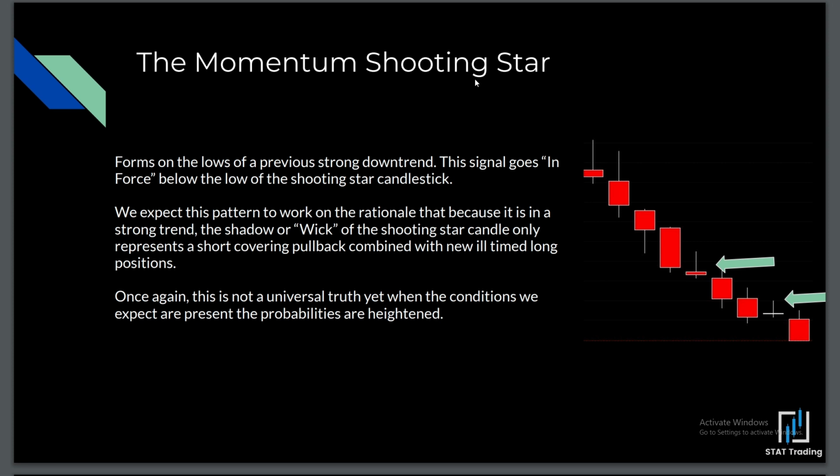Then we also have the momentum shooting star, or the Momo shooter. Forms on the lows of a previous strong downtrend. And this signal goes in force below the low of the shooting star candlestick. So you'll see it forms after a strong trend lower. We get the Momo shooter, and then it goes in force below the low of that candle. And we expect this pattern to work on the rationale that because it is in a strong trend, the shadow or wick of the shooting star candle only represents a short covering pullback combined with new ill-timed long positions. And once again, this is not a universal truth. Yet, when the conditions we expect are present, the probabilities are heightened.